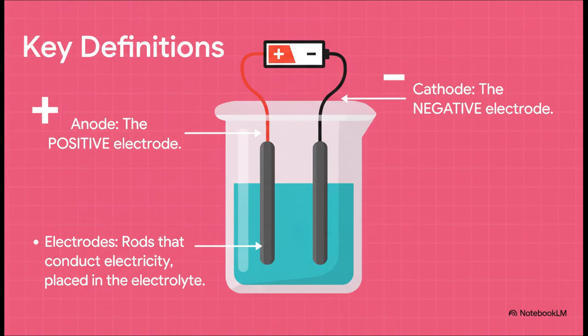We pass the electricity through the electrolyte using two electrodes. They're usually just rods made of something conductive, like graphite. Now, you really need to pay close attention here. We have the anode, which is the positive electrode, and the cathode, which is the negative one. Getting these two the right way around is absolutely essential for everything that's coming next.